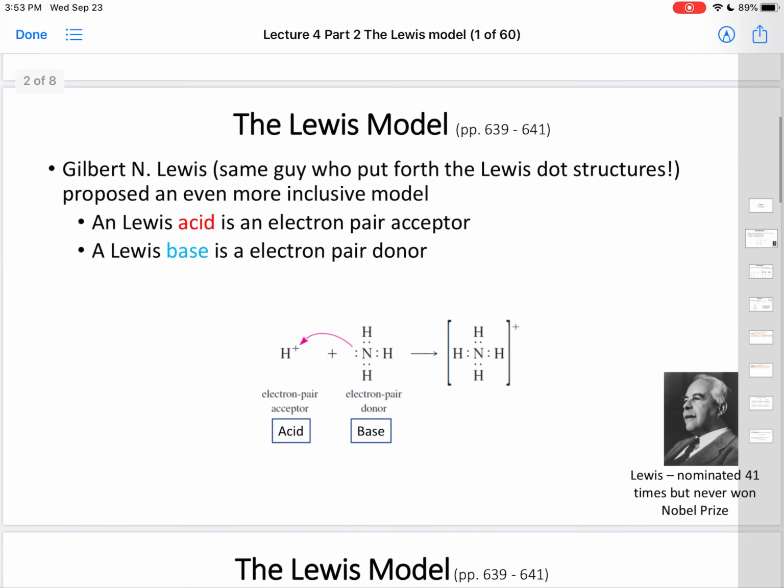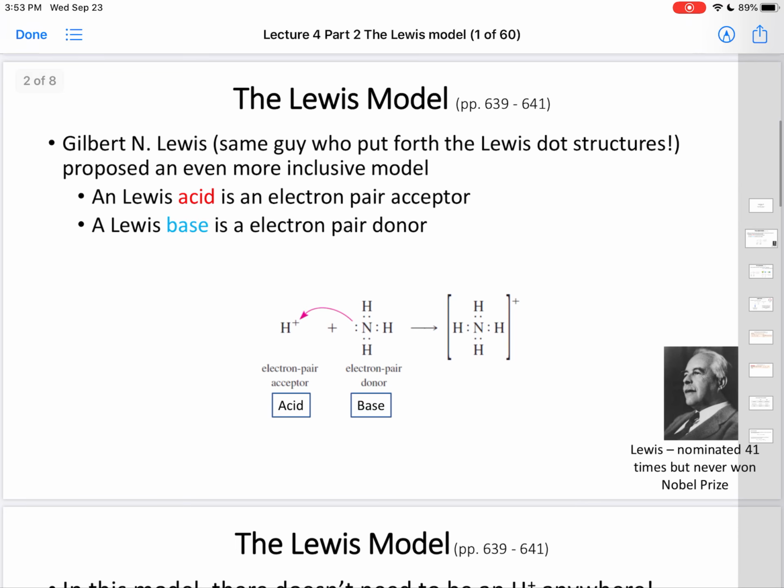So remember in the previous video, we covered the Arrhenius model as well as the Bronsted Lowry model. The Lewis model is the most recent model, the most modern model, and incorporates the most compounds that can be classified as acids and bases.